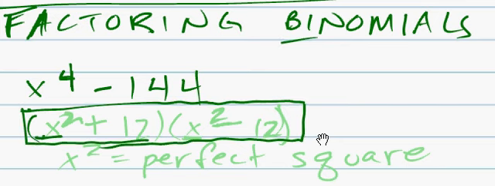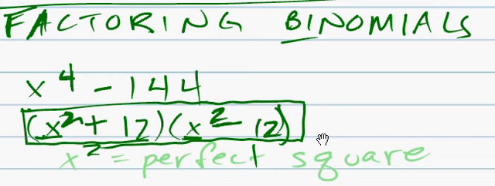First, we know since it's a binomial, we're going to have two sets of parentheses. We know that we're going to need an x and an x here. We know that 144 is the square of 12, so we know that 12 goes in there. We know that we're going to need a negative and a positive. The question is, what do we do with this 4? Well, since we're just factoring binomials, it means we're just going to put a 2 here and a 2 here, and that gives us our answer. We have now factored this binomial.